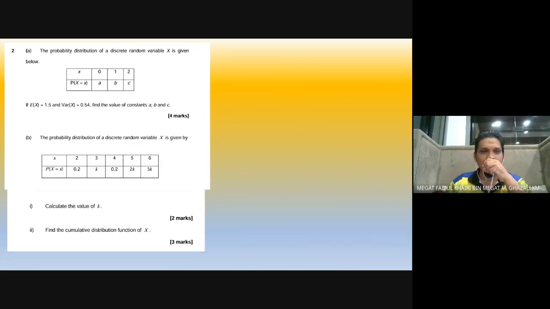So now question 2, a discrete random variable given below. Okay, as we know that the summation of all probabilities equal to 1. So then a plus b plus c equal to 1, equation 1. Given that the expected of x, which is the summation of x times its probability, equal to 1.5.